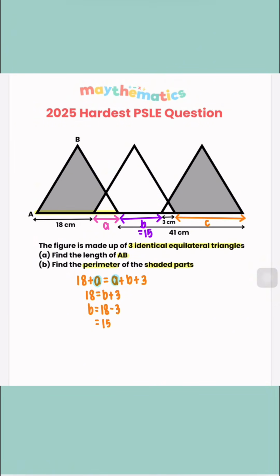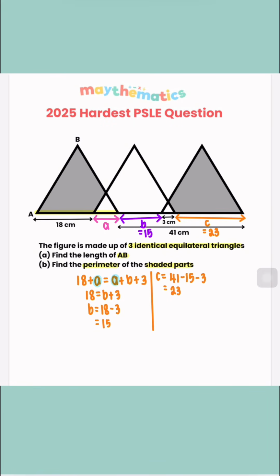Let's take a look at here, which is 41. We can actually minus away 15 and minus away 3, and we will get our C. So to get C, it will be 41 minus 15 minus 3, and that will give us 23. So the value here is 23.